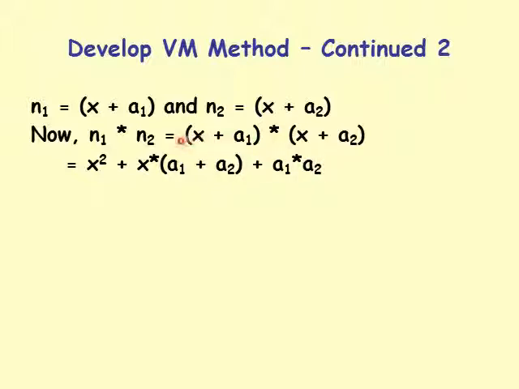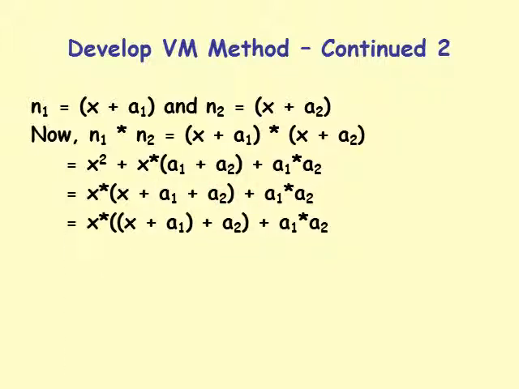Which is equal to x squared plus x times (a1 plus a2) plus the constant term a1 a2. You can use a vertical and crosswise multiplication of x plus a1 times x plus a2 to arrive at this. Then we factor out x from the first two terms: from the first term the other factor is x, from the next term the other factor is a1 plus a2, plus the constant term.